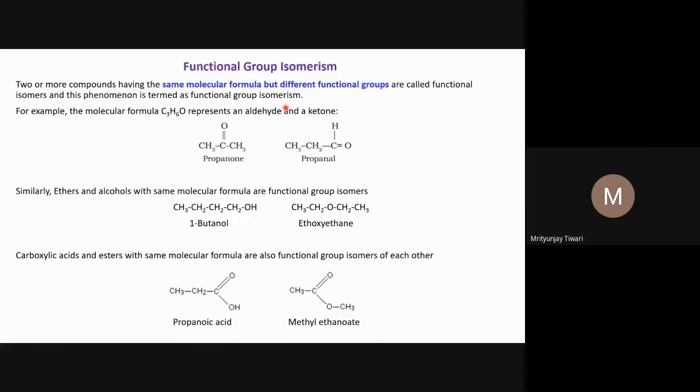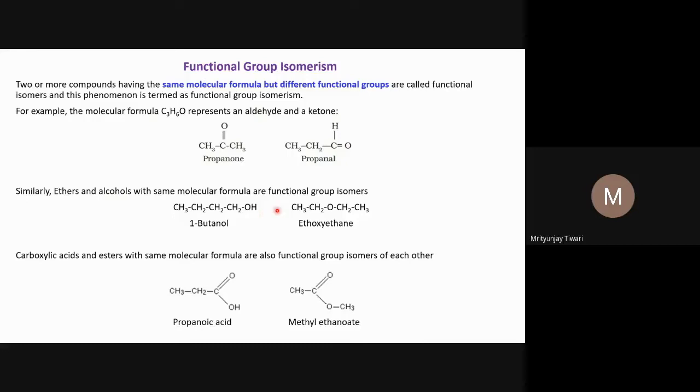The same molecular formula but different functional groups. What are compounds having the same molecular formula but different functional groups? We should have this much imagination and understanding of which functional groups are compatible to form functional group isomerism. If you look at the aldehyde and ketone with the same molecular formula, they can be functional group isomers. Similarly, ethers and alcohols with the same molecular formula can be functional group isomers.